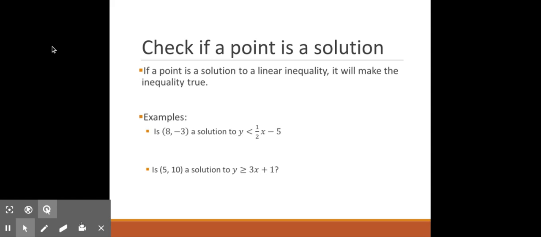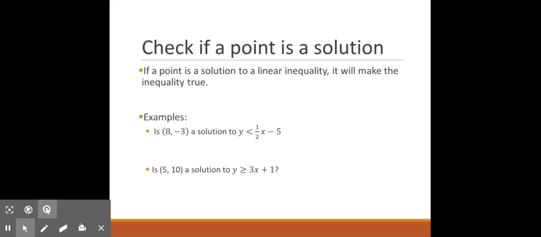And before we can actually graph, the skill we have to practice is testing a point to see if it is a solution or not, so we know which way to shade. So we are going to check if a point is a solution. And so I do have extra slides so I can write down the examples for you.